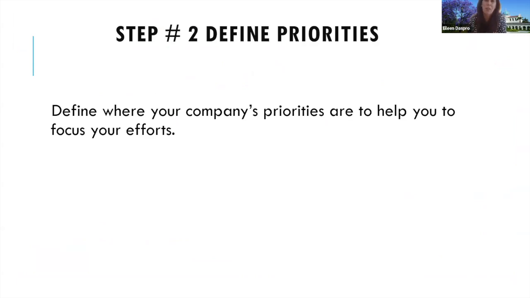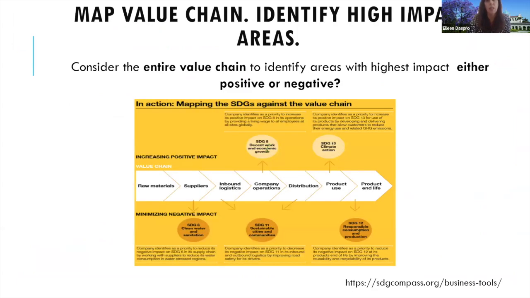The second one is to define your priorities. You can't address all 17 goals or all 169 targets. So where you prioritize, and some guidelines here for prioritization. I would say what's critical here is to map your areas of impact. And as I mentioned earlier, the importance of mapping both the positive as well as the negative, because there's definitely a tendency to map only the positive opportunities and just ignore the negative.